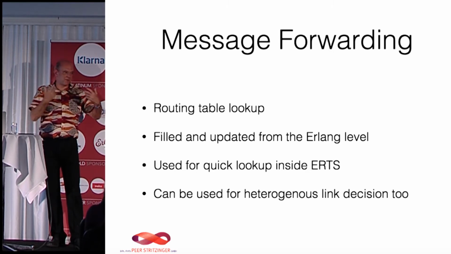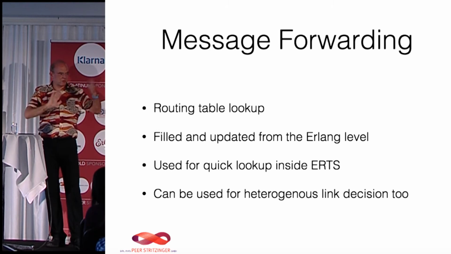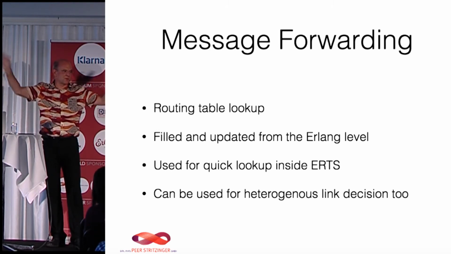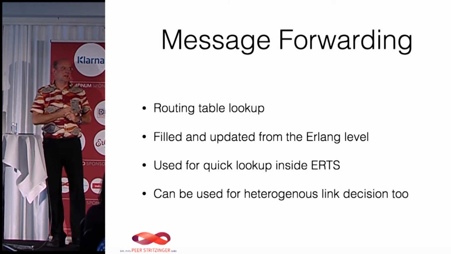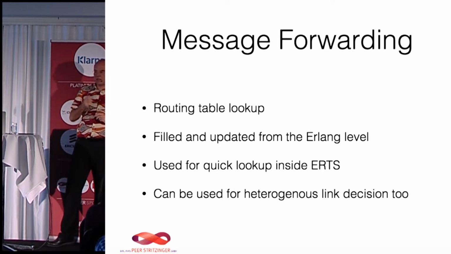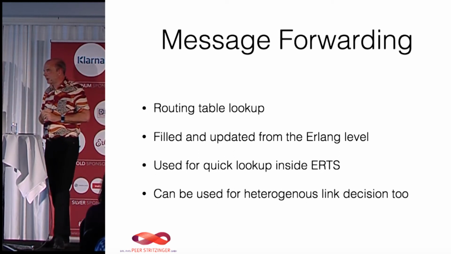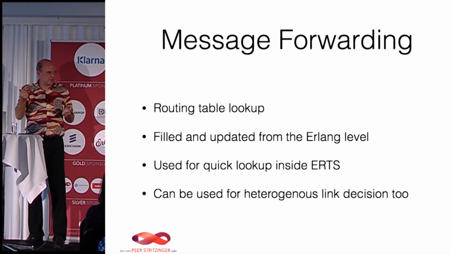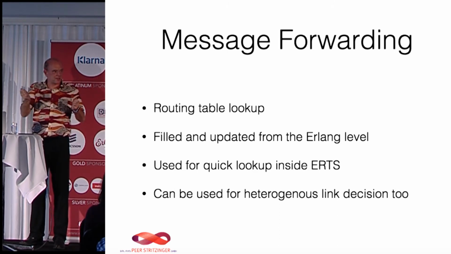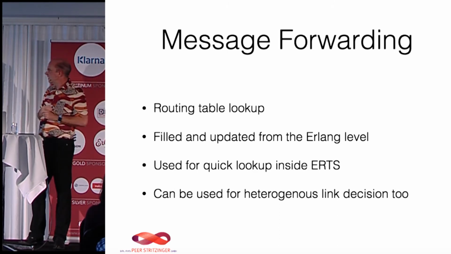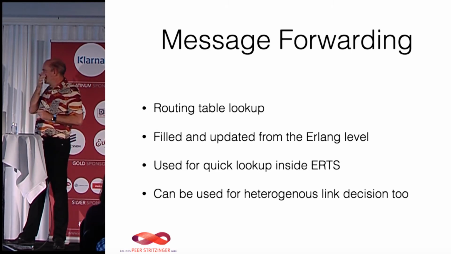So assuming we have a table in every node, which tells us which TCP link, basically which distribution link, every other node is on, then we can look up in the table and forward the message. And of course, the same at the initial message send. The initial message send also goes through this table.